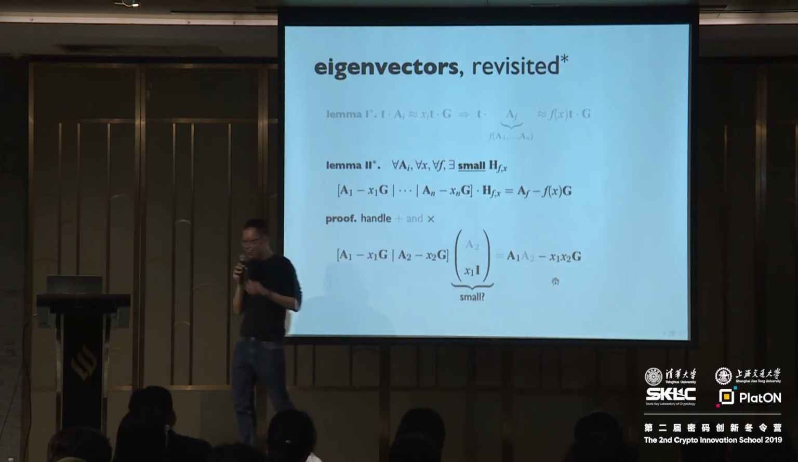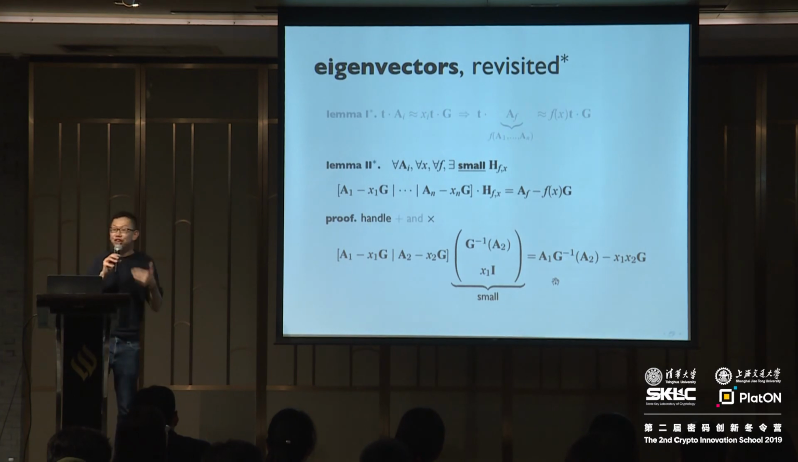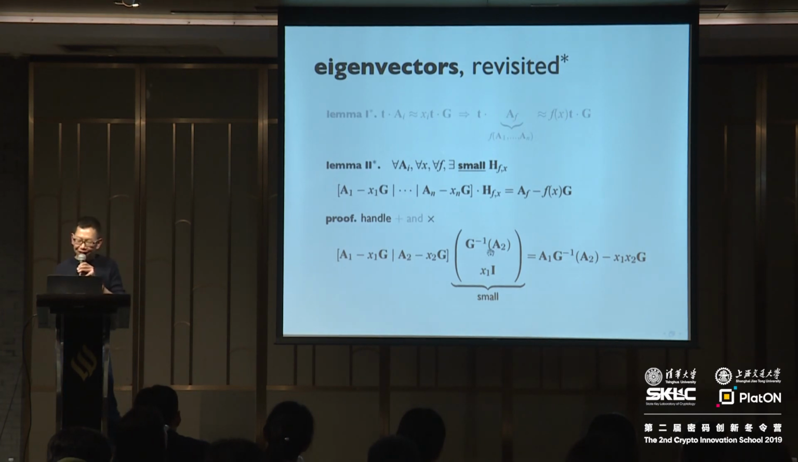So I'm just going to tell you what works. Basically, if you put G inverse of A2, which is the small version of A2, then everything checks out. If you put G inverse of A2 over here, you have the property that this whole thing is small because G inverse produces a matrix of 0, 1 entries. So this whole thing has 0, 1 entries. And the cross term cancels out because x1 times G inverse basically gives you x1 times A2, and this cancels out with the cross term over here.